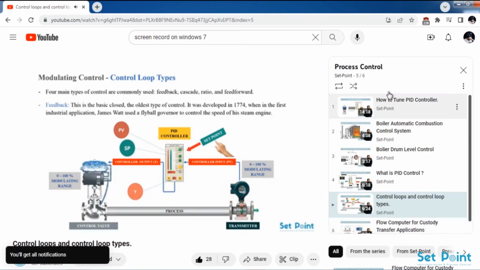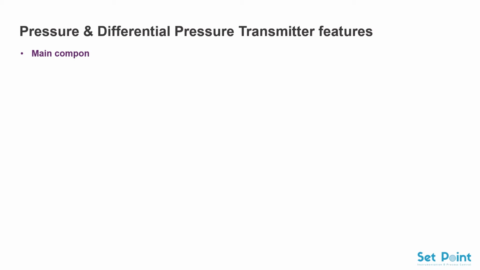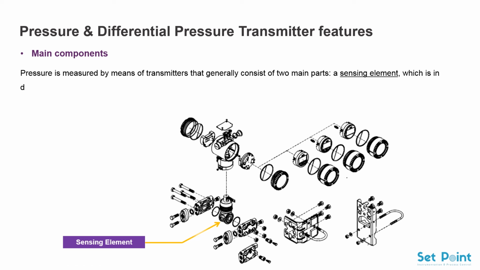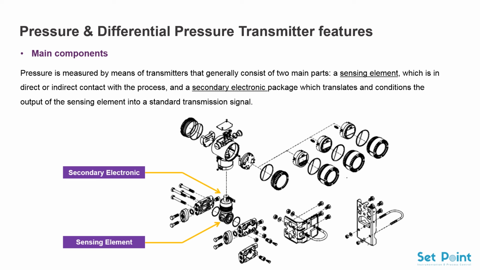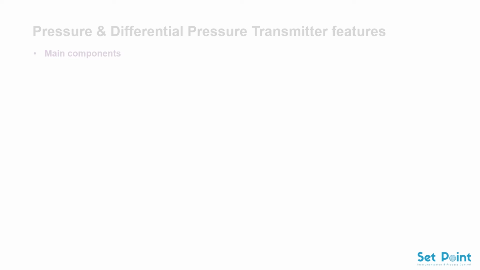Now let's get started. Pressure and differential pressure transmitter features. Main components. Pressure is measured by means of transmitters that generally consist of two main parts, a sensing element, which is in direct or indirect contact with the process, and a secondary electronic package, which translates and conditions the output of the sensing element into a standard transmission signal. Main components of P or DP transmitter will be as the following.